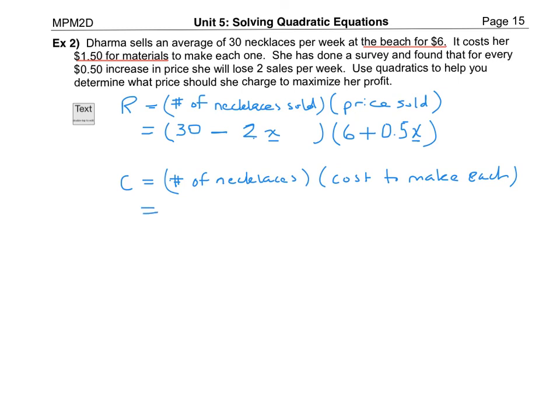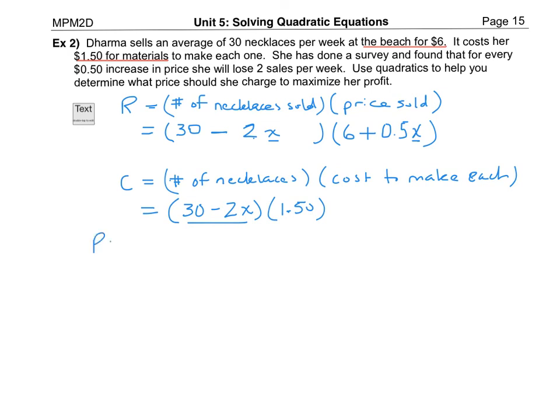But since it's going to be dependent on how many we're selling, we're going to put the number of necklaces, which is 30 take away 2x, that has to multiply the $1.50. Okay, and the $1.50 does not decrease or increase by any factors of x. It's just $1.50 no matter how many necklaces we're making.